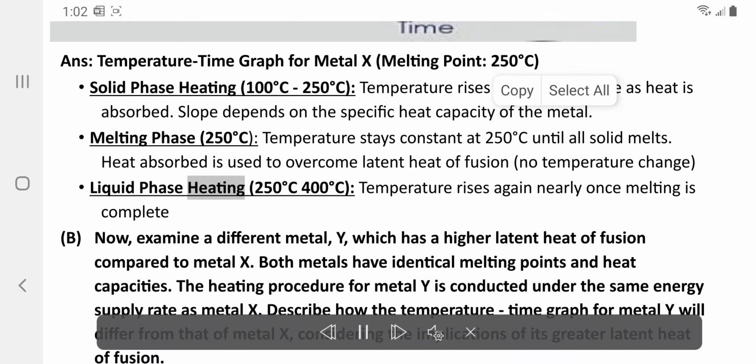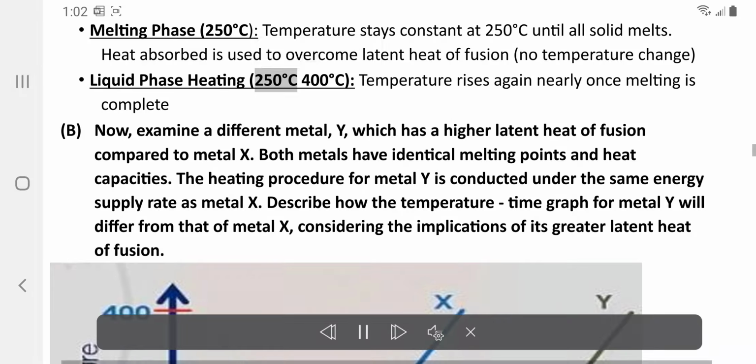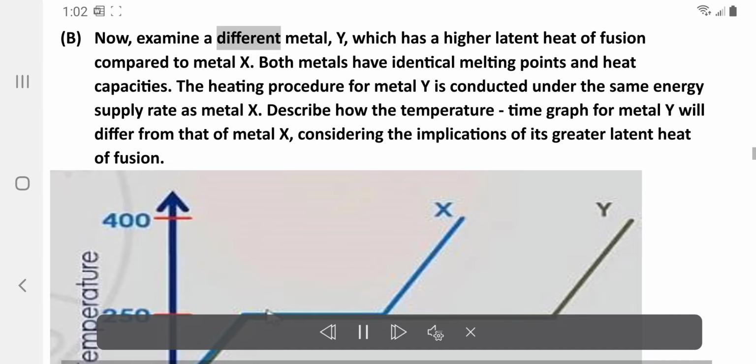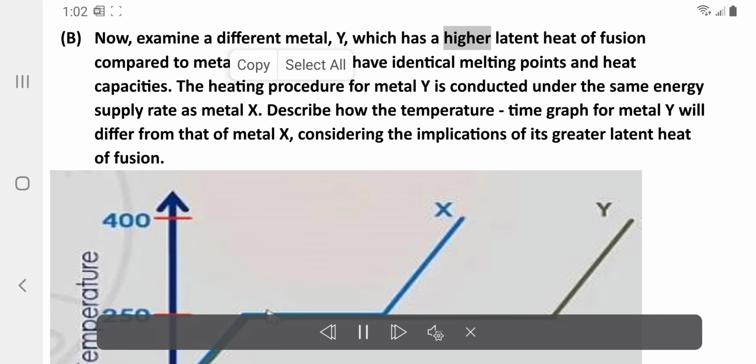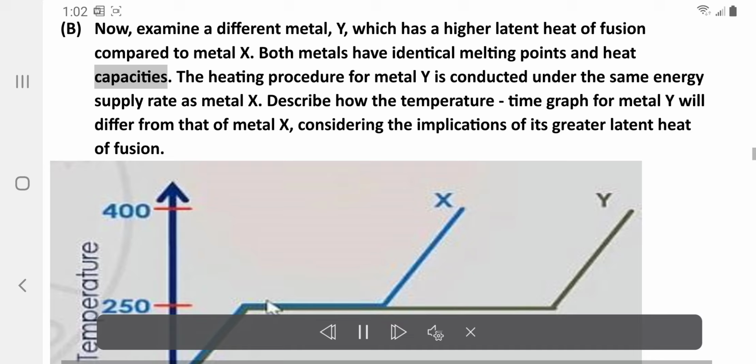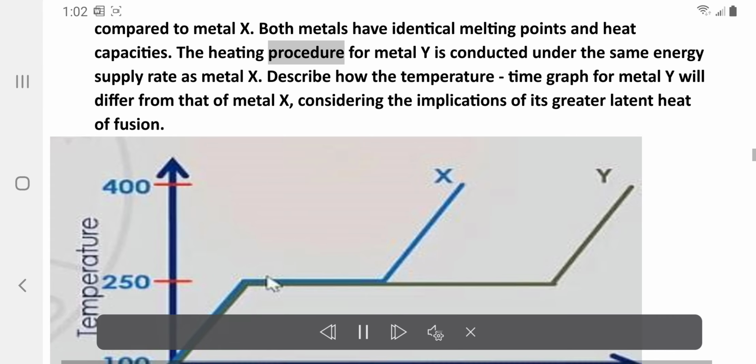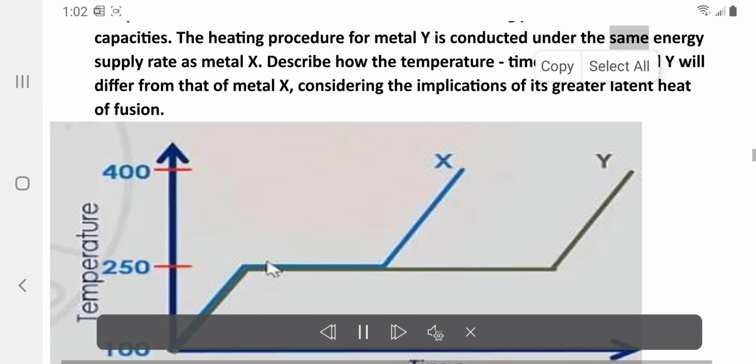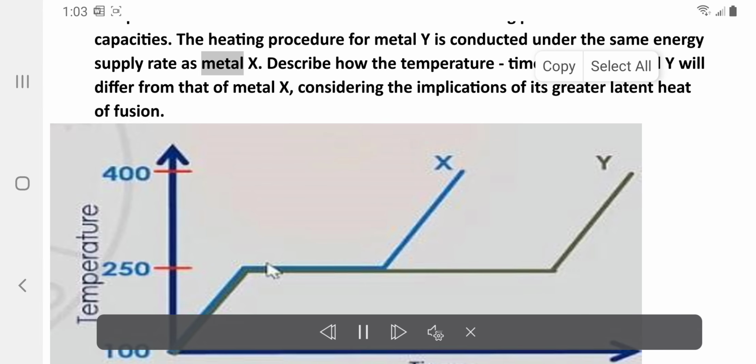Liquid phase heating, 250 degrees Celsius to 400 degrees Celsius. Temperature rises again once melting is complete. B. Now, examine a different metal, Y, which has a higher latent heat of fusion compared to metal X. Both metals have identical melting points and heat capacities. The heating procedure for metal Y is conducted under the same energy supply rate as metal X.